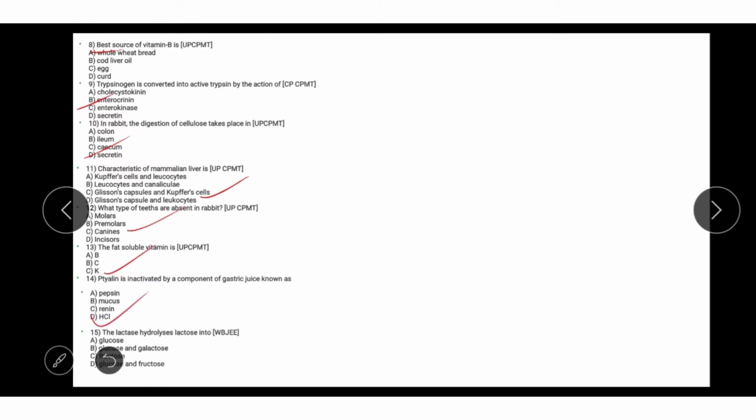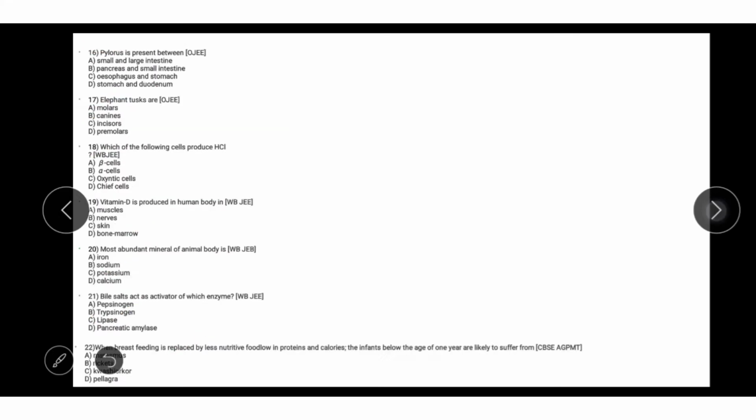Lactase hydrolyzes lactose into glucose and galactose. Then next, pylorus is present between stomach and duodenum. Elephant tusks are incisors. Which of the following cells produce HCl? Here it's an easy question, which is oxyntic cells, also known as parietal cells.